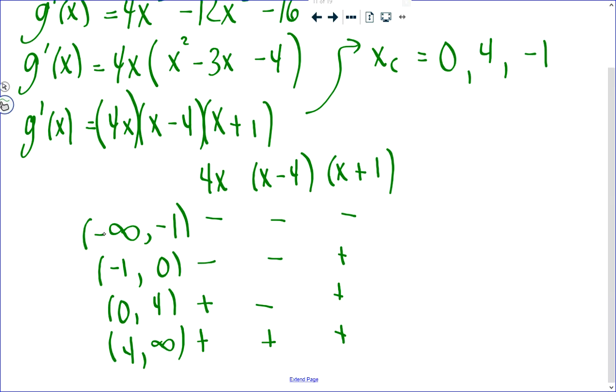I'm just double checking my chart. The first column looks okay. The middle column looks okay. The third column looks okay. So what does that tell us about the derivative? The derivative is the product of those three things. Negative times negative times negative is positive. Negative times negative times positive is positive.